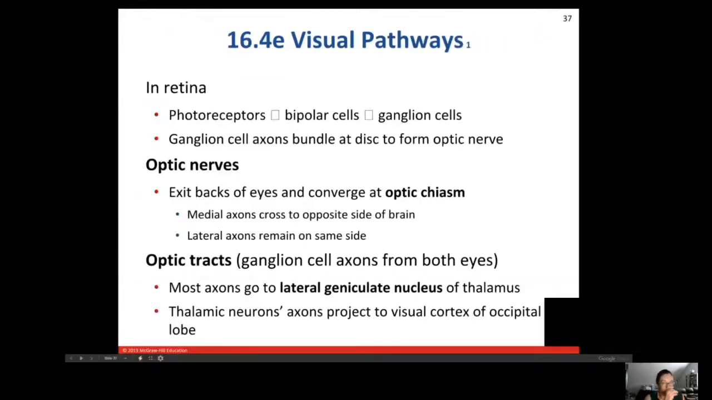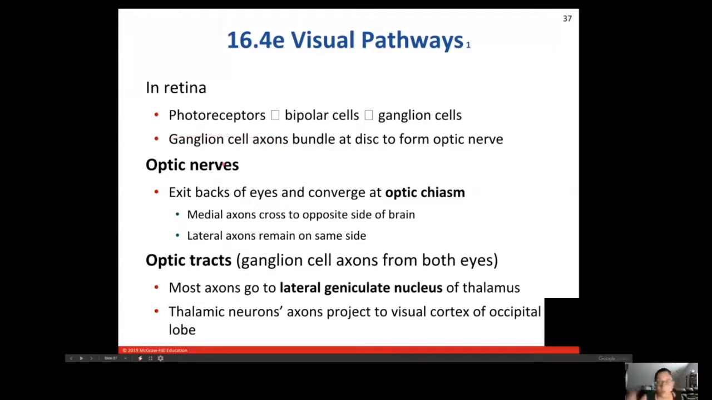Sorry, we're going to go straight to visual pathways now. So in the retina, first the light is going to hit the photoreceptors, right? And then that signal is going to go from the photoreceptors. It's going to stop inhibiting the bipolar cells. The bipolar cells are then going to excite the ganglion cells. And those ganglion cell axons are going to exit at the optic nerve.